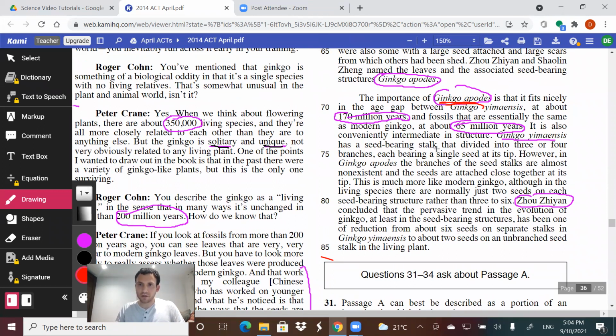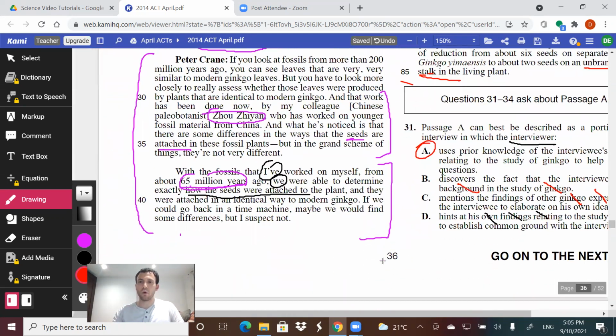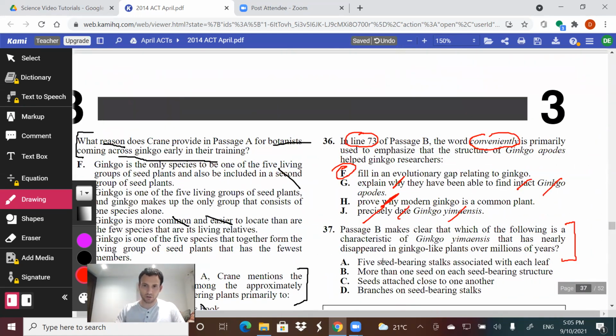So this ancient plant has a seed-bearing stalk that divided into 3 or 4 branches, each bearing a single seed at its tip. So we divide into 3 or 4 branches. Zhaozhen concluded that the persuasive trend in the evolution of ginkgo, at least in the seed-bearing structures, has been one of reduction from about 6 seeds on separate stalks to about 2 seeds on an unbranched seed stalk. So essentially, we went from one branch or many branches to one branch. So that's what's changed a lot.